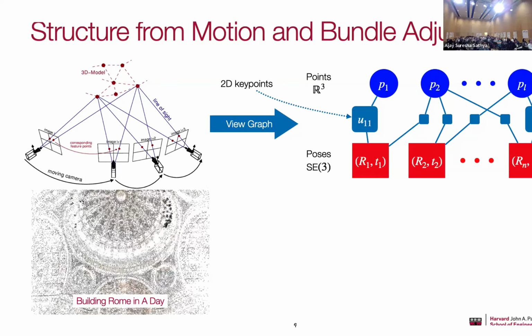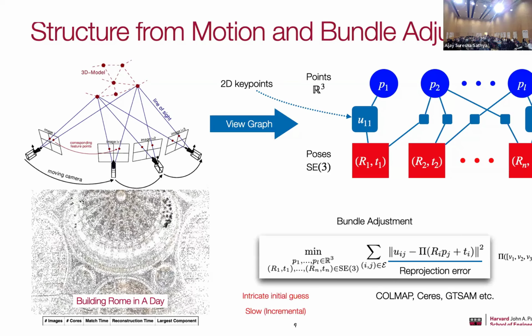So the measurements on the edges are the 2D key points that we measure and generate from certain feature matches using computer vision techniques. And then to recover the variables on the nodes using the measurements from the edges, we're going to solve a nonlinear optimization problem, actually a nonlinear least squares problem, where our decision variables are the points and poses, and our objective function is to minimize the reprojection error along every edge of this graph.